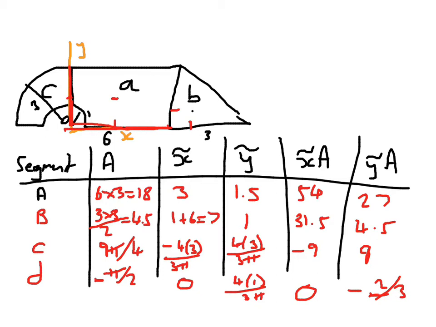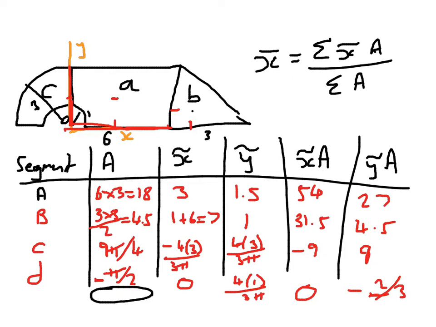So then what we need to do is total up some of these columns. Just as before, we know that x bar is going to be the integral. Well, it's no longer the integral because we're looking at several areas together, so it's just the sum of x tilde A over the sum of A. So we need to total this column, sigma A, and sigma x tilde A, the total of this column, and the total of this column, just by adding up the various values.